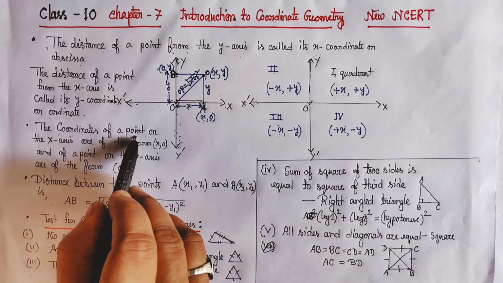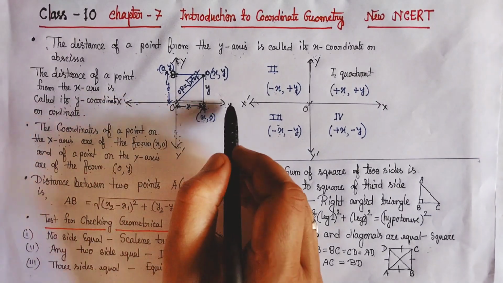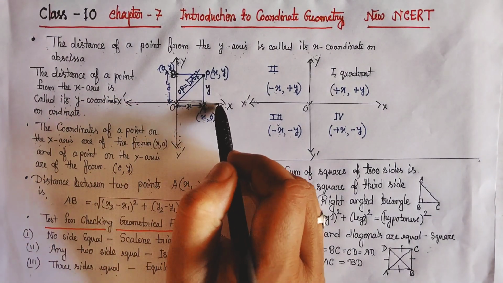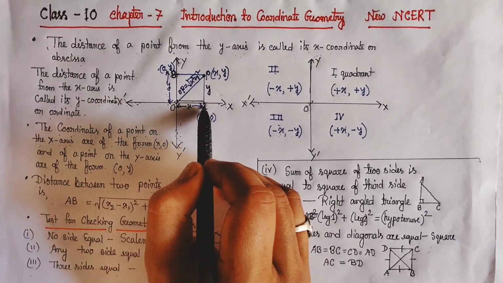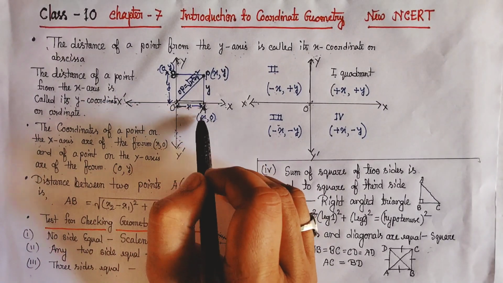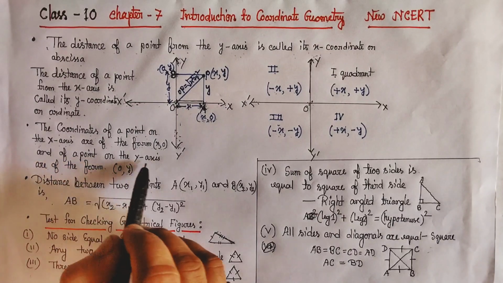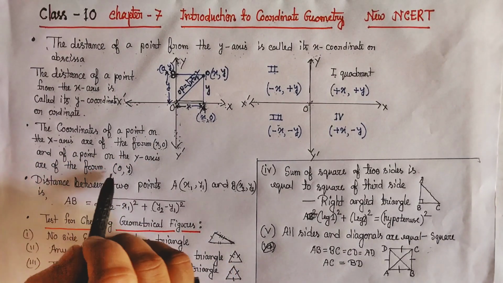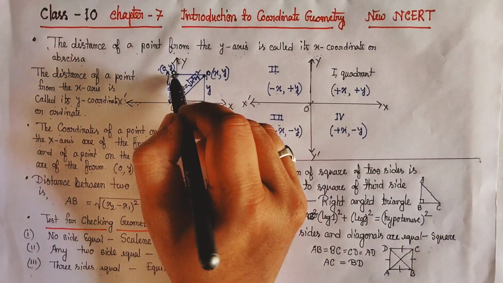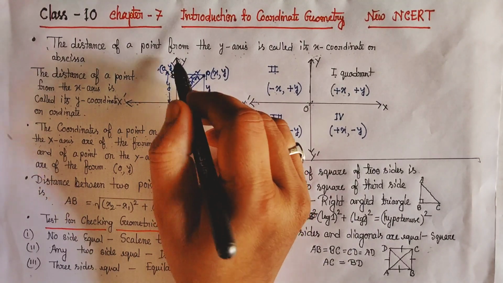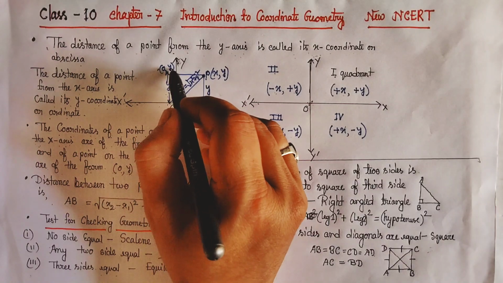The coordinates of a point on the x-axis are of the form (x, 0). That means if a point lies on the x-axis, then its y coordinate is 0. So here A lies on the x-axis, so its coordinates will be (x, 0). Again, the coordinates of a point on the y-axis are of the form (0, y). So here in the figure, B lies on the y-axis, so its x coordinate is 0 and its coordinates will be (0, y).